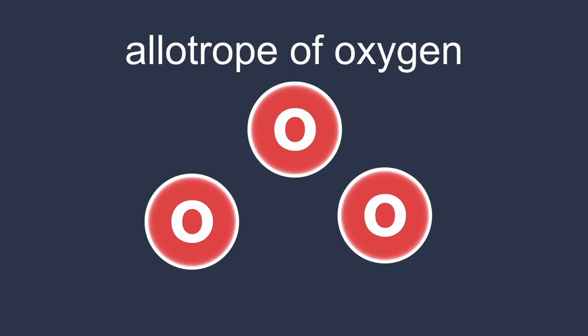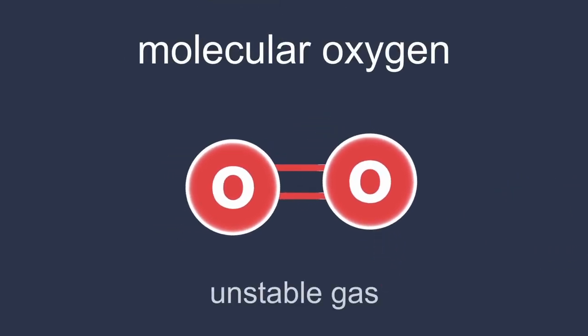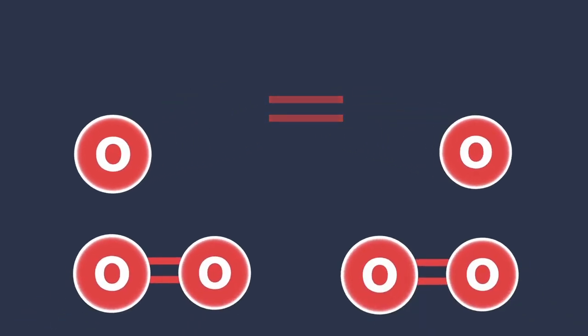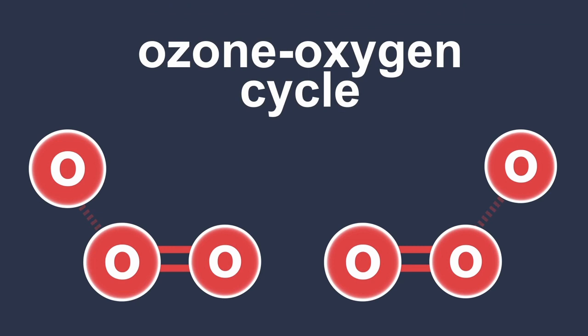Ozone is an allotrope of oxygen. Its molecules are made of 3 oxygen atoms bonded weakly together. It is an unstable gas which slowly decomposes back to molecular oxygen. The ozone in the stratosphere is continually being made and broken by the ultraviolet light in the ozone-oxygen cycle.